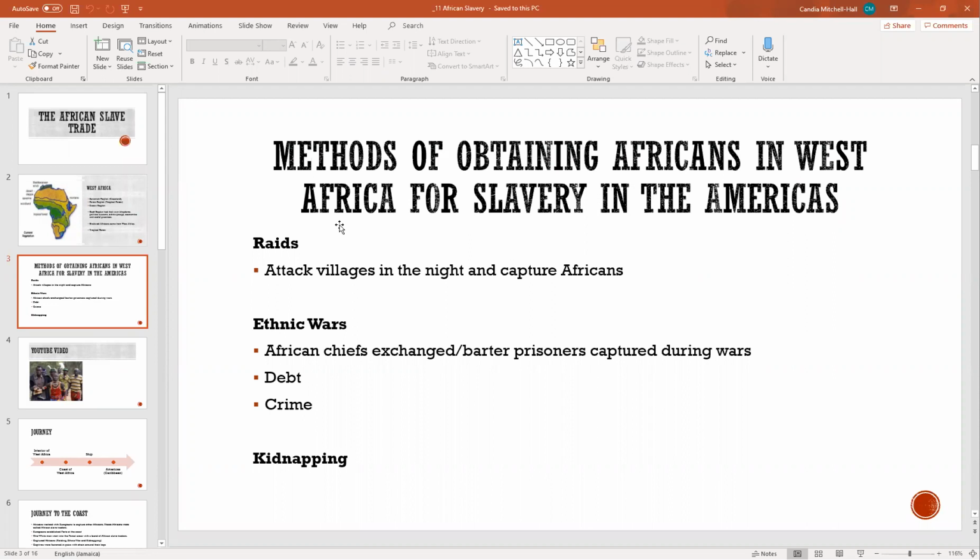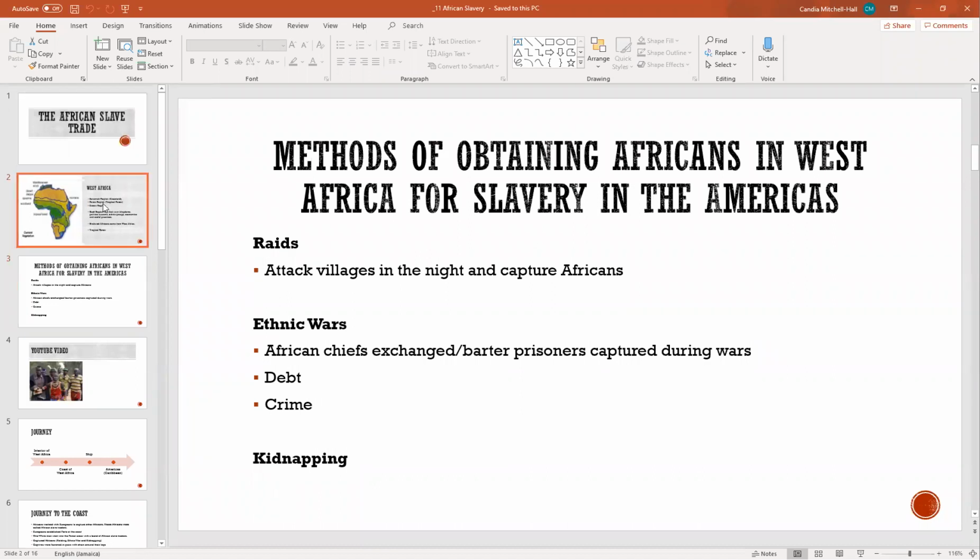And so, as a result of that, they went into Africa to obtain Africans for slavery or to enslave them. There are three ways in which they go into Africa, West Africa to be specific. One, communities were raided. So you attack a village mostly at night and you capture the Africans.